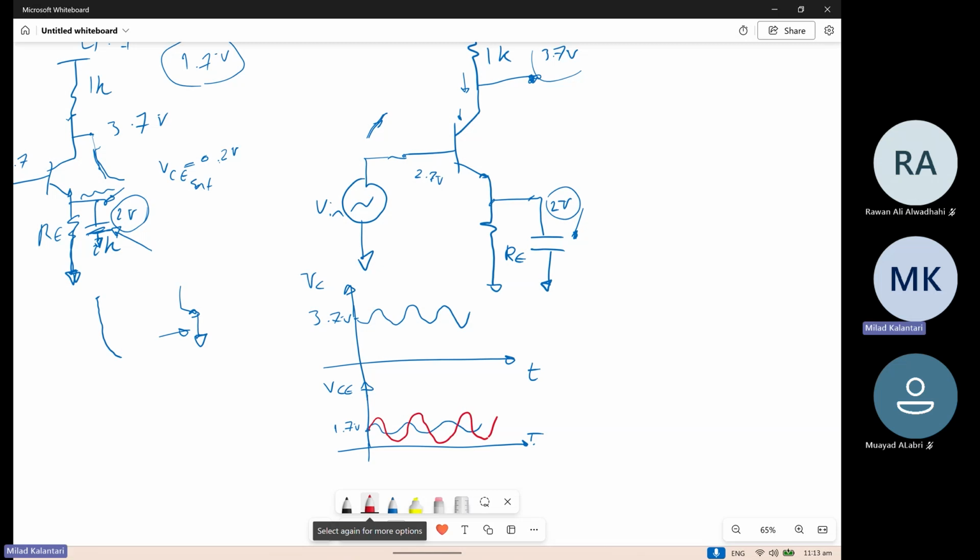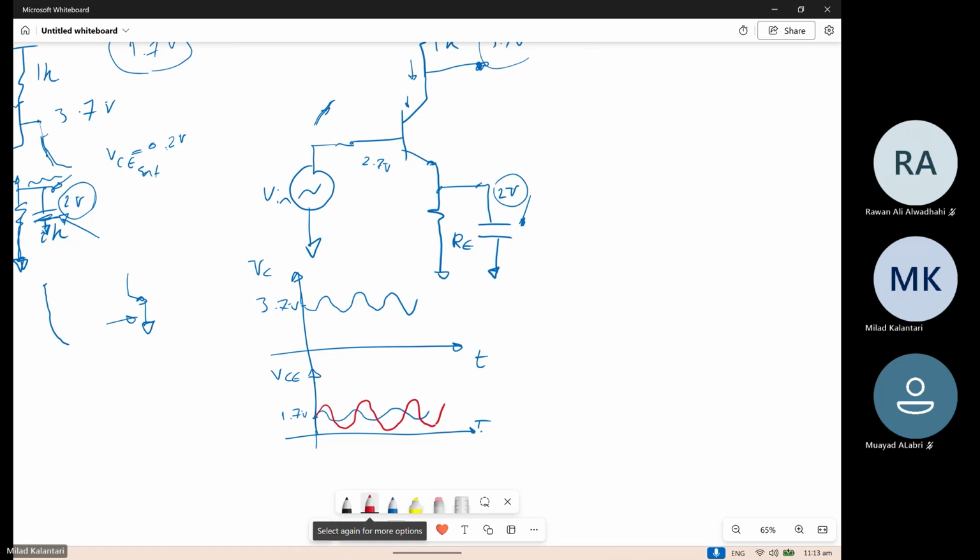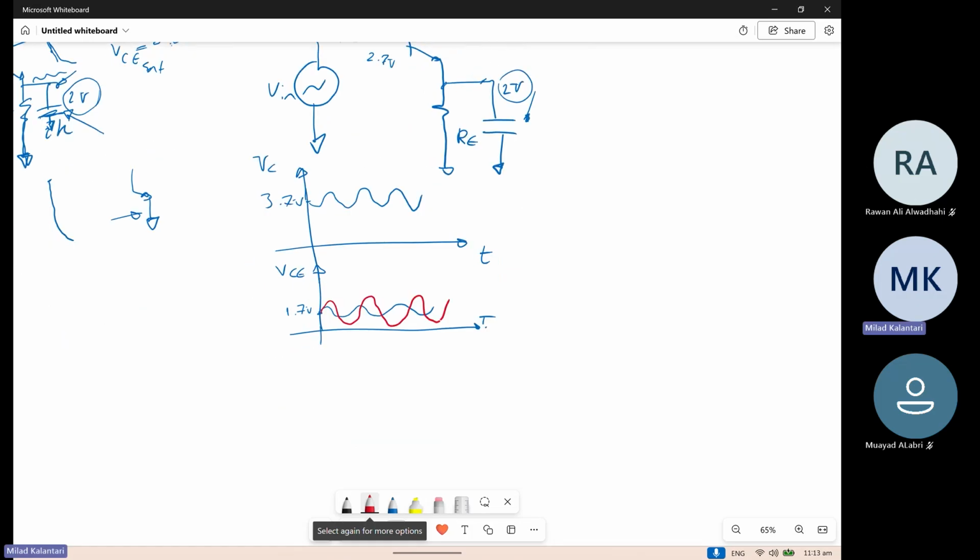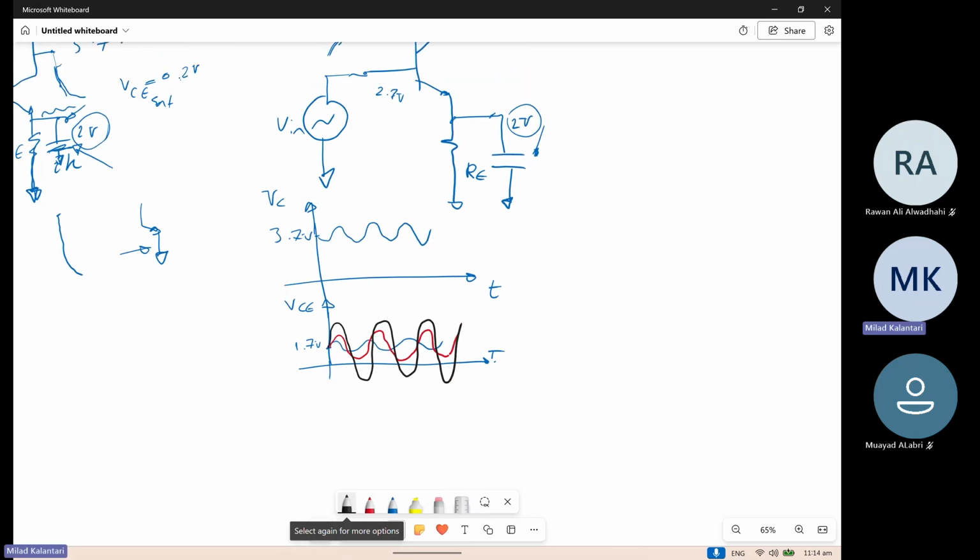Once you increase the input signal, right? But if you increase the input signal even more, the variation also should be more, right? Should be like this, right? Normally should be like this.